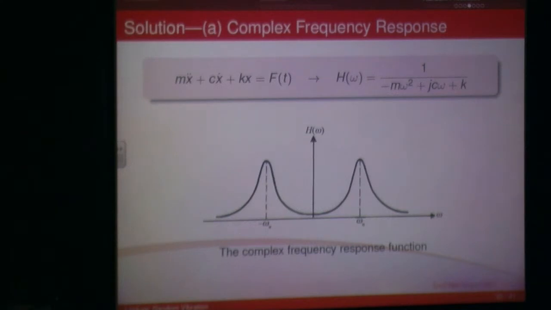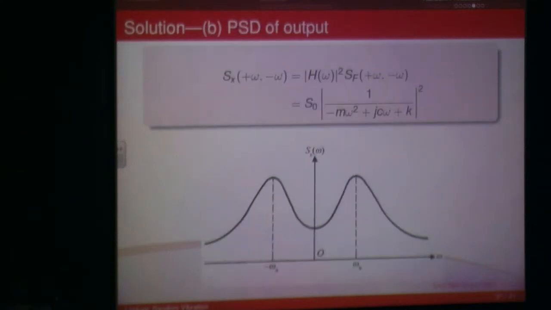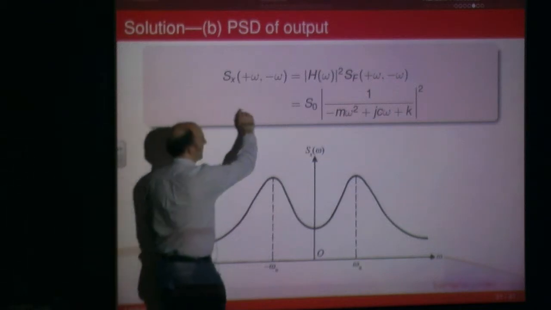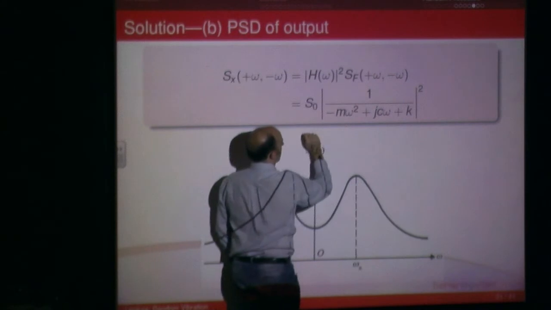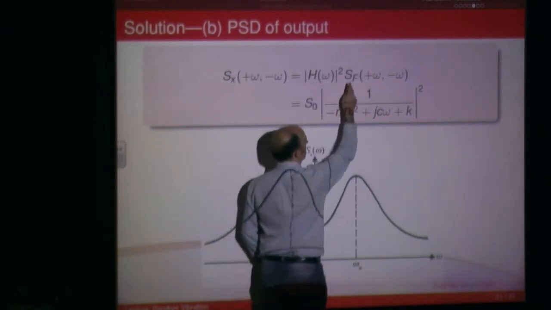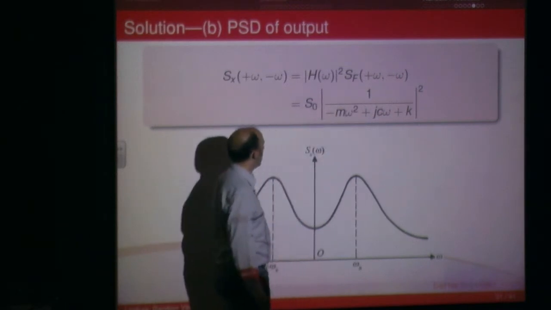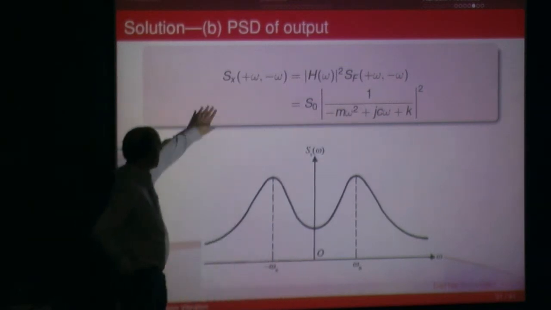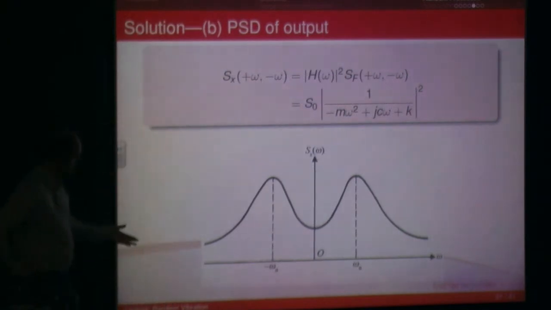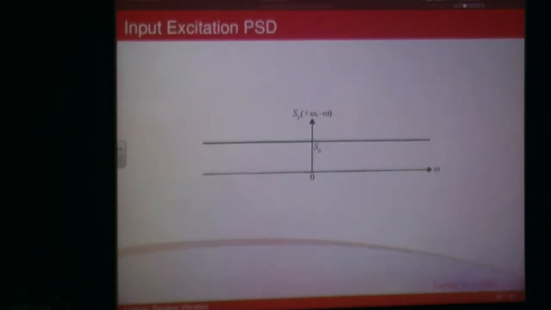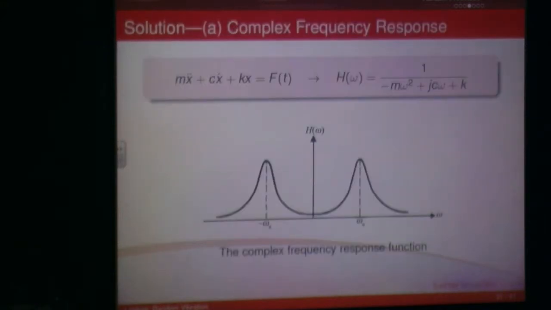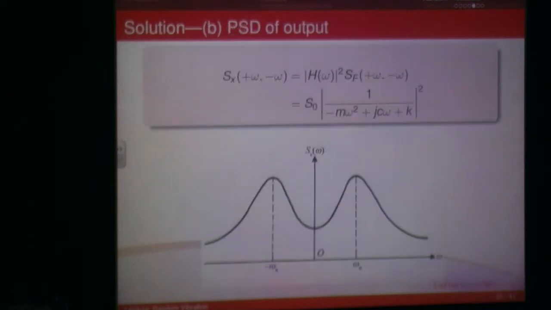So there's our complex frequency response. That's part A. Part B, we need to find the power spectral density of the output. Well, we know the output, which is x, is going to be the magnitude of the complex frequency response squared times the frequency response to the input. So obviously I've got this term here, times S0 gives me my output. And if I was plotting that, I get something that looks like that. That makes sense because we've got a constant term multiplied by that frequency response term, so you get something that looks very similar.